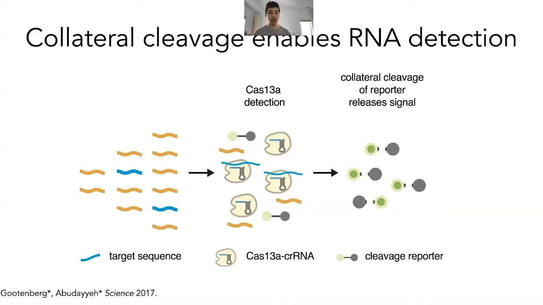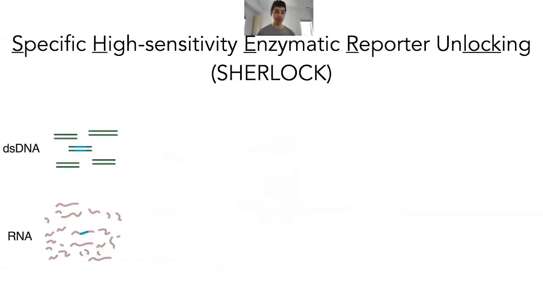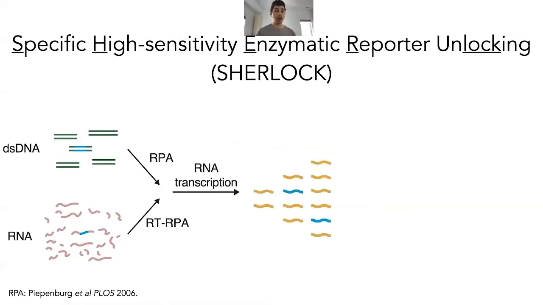So what we did is we took this system of collateral and coupled it with a preamplification system called RPA, but we can use many different preamplifications to create a detection system we call Sherlock. In this process, we can take a DNA or RNA, amplify it, and that creates much more DNA using this isothermal amplification approach, which occurs at a single temperature. Then we can turn it back into RNA, and you can see that we can plug this into that detection module.